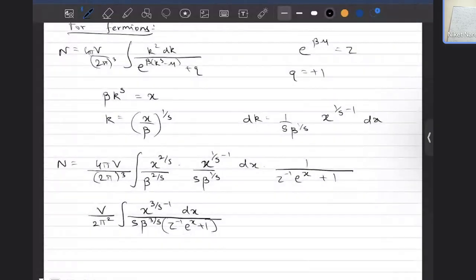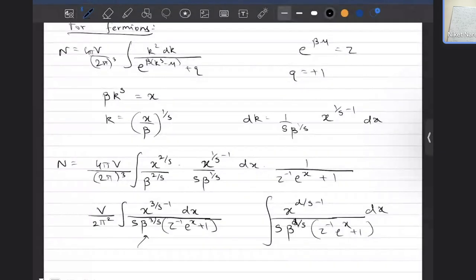Here you can see x power 3 by s, beta power 3 by s. So qualitatively, obviously, with d being different, there would be a difference in these constants also. That's why I always say qualitatively. So you can basically generalize this as, qualitatively, something like x power d by s minus 1 divided by s beta to power d by s, z inverse e power x plus 1, dx. This is the integral that you end up with.